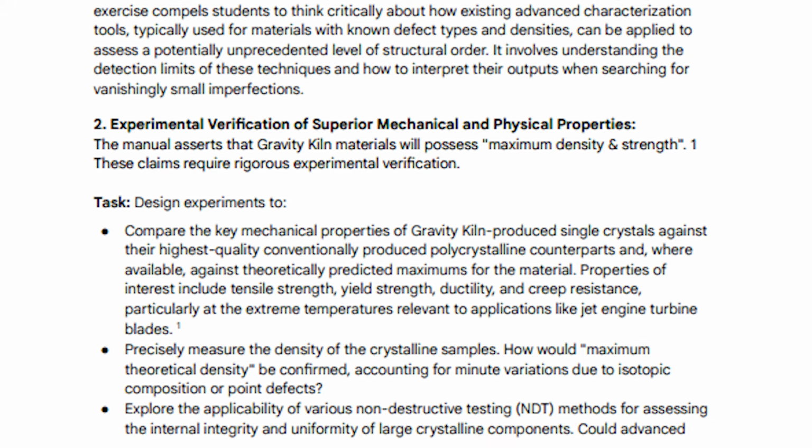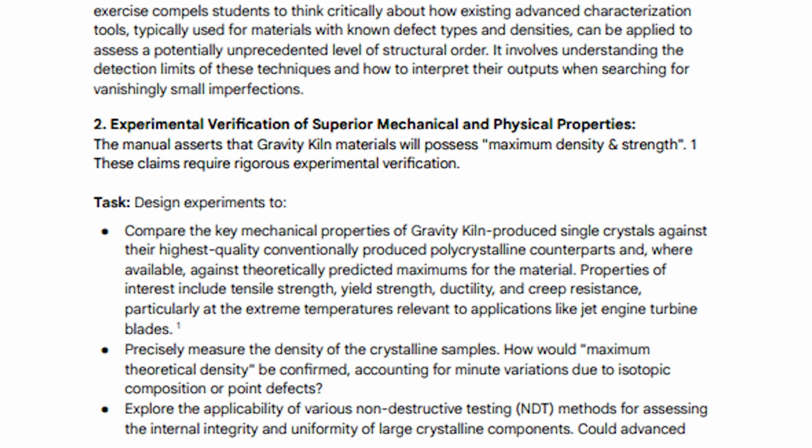2. Experimental verification of superior mechanical and physical properties. The manual asserts that gravity-kiln materials will possess maximum density and strength. These claims require rigorous experimental verification.